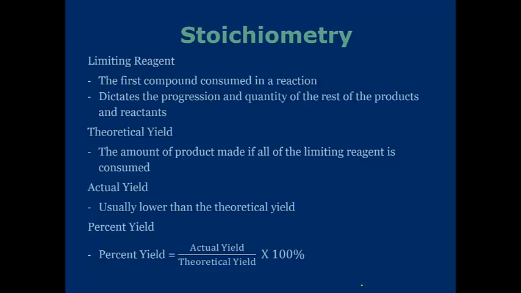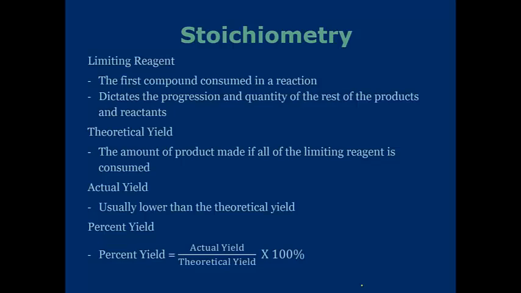Stoichiometry. This is based on limiting reagents, which is the first compound consumed in a reaction. Because of that, it's going to dictate the progression and quantity of the rest of the products in the reaction. So, the reaction can only proceed as far as the limiting reagent allows. Theoretical yield is based on how much you should produce if all the limiting reagent is consumed. However, what you're going to notice is that this is going to be lower in practice than it is in theory. This is because there are other factors that we can't necessarily account for when we're actually running a reaction. These could include air, residual glassware, and obviously operator error.